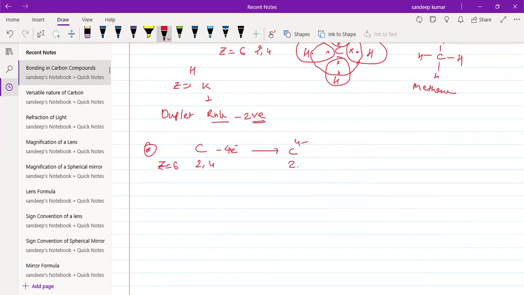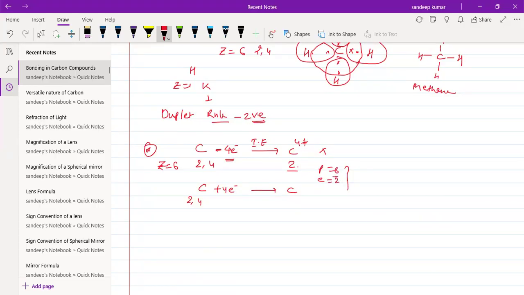But to remove these 4 electrons is highly difficult because it needs a huge amount of ionization energy. That's why it is not possible, children. This much amount of energy we cannot provide. Now, when it loses 4 electrons, it becomes C4 plus, because the protons will be 6 and electrons will be 2 only. As it has 4 extra protons, that's why C4 plus.